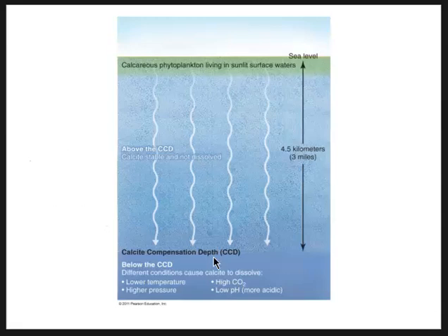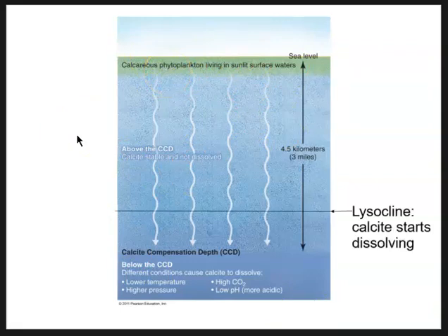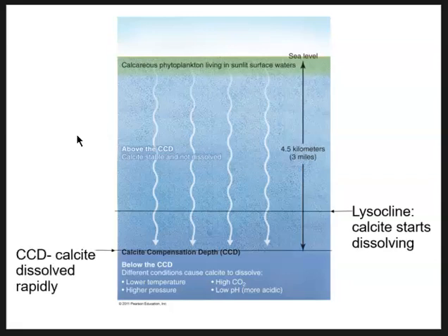So let's look at a little image to try to figure this out, okay? All right, so here is an ocean, right? Let's say that there are organisms in the surface waters that make their bodies out of calcium carbonate. So here is the lysocline, all right? This is the point at which the calcite starts dissolving, but it dissolves fairly slowly.